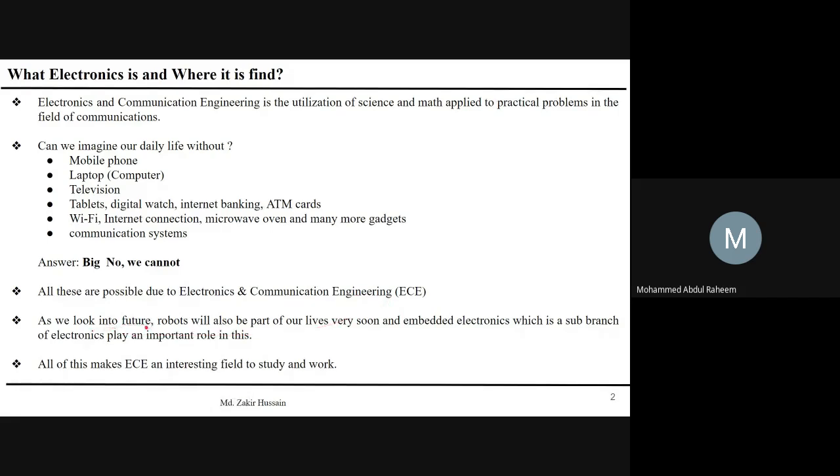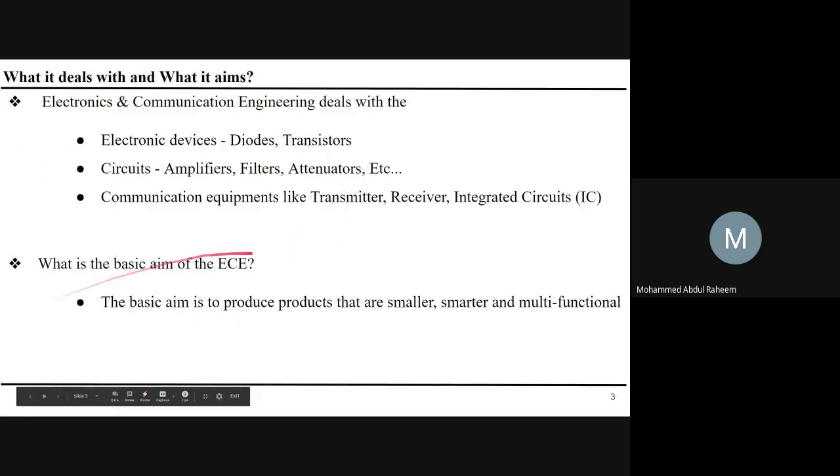As we look into the future, robots will also be part of our lives very soon, and embedded electronics, which is a sub-branch of electronics, plays an important role in this. All of this makes ECE an interesting field to study and work. Electronics and communication deals with electronic devices such as diodes and transistors. They build circuits: amplifiers, filters, attenuators, etc. And they develop communication equipment like transmitters, receivers, and ICs, integrated circuits.